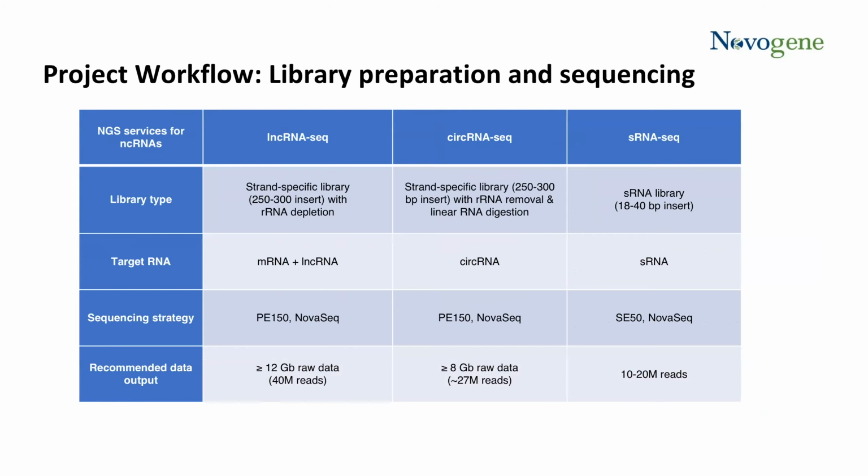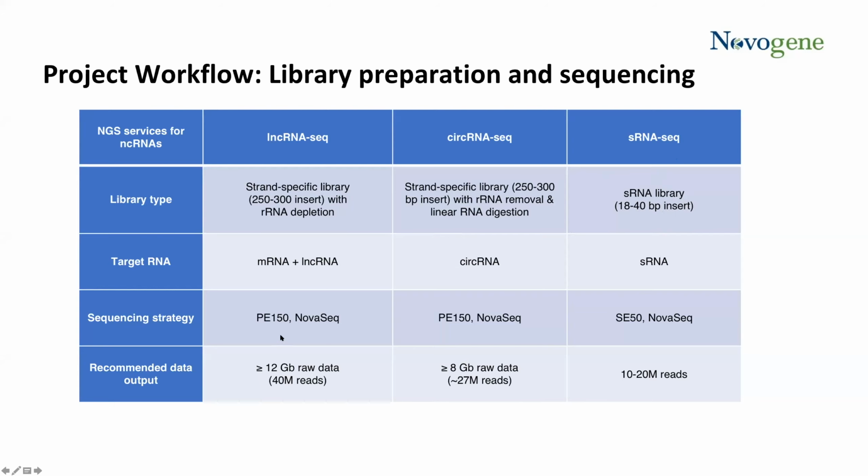The next step after the RNA is the library preparation. The library preparation for long non-coding RNA-seq is a strand-specific library preparation with ribosomal RNA depletion. So as a result, we can get data from both strands of DNA. For circular RNA-seq, the library preparation is very similar to long non-coding RNA-seq. In addition, there's a step of linear RNA digestion. For small RNA-seq, we have a step of isolating small RNA before library preparation.